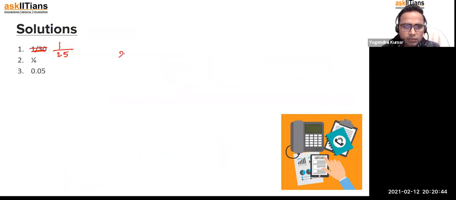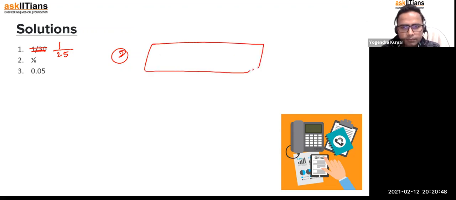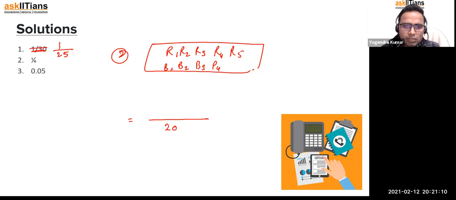Let's do the second question here. This is our drawer, let's say: 5 red, so red 1, red 2, red 3, red 4, red 5, and blue 1, B1, B2, B3, B4. Now, how many total cases are there? B1 can be combined with any other one, right? So it is 20 cases, because 4 into 5, 20.